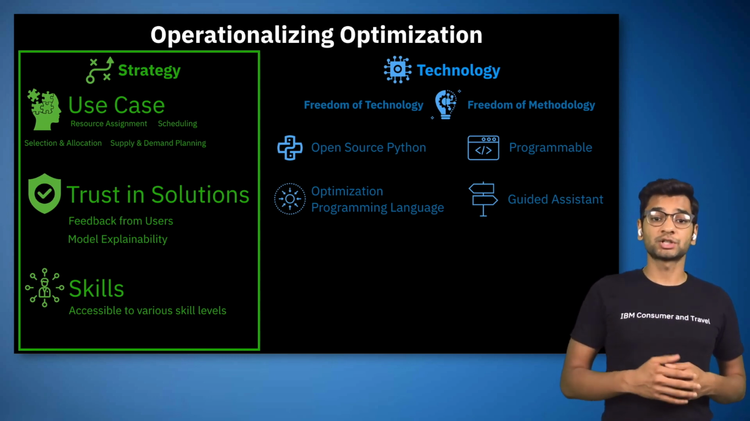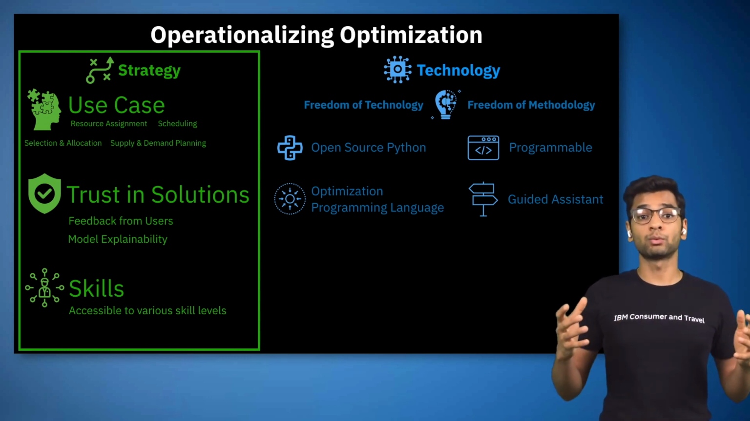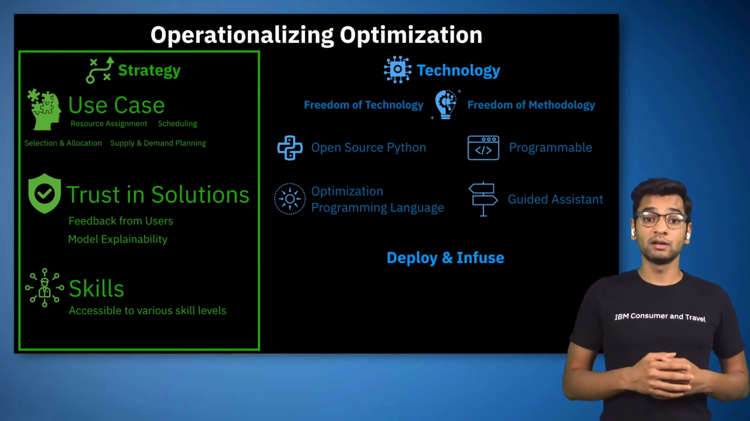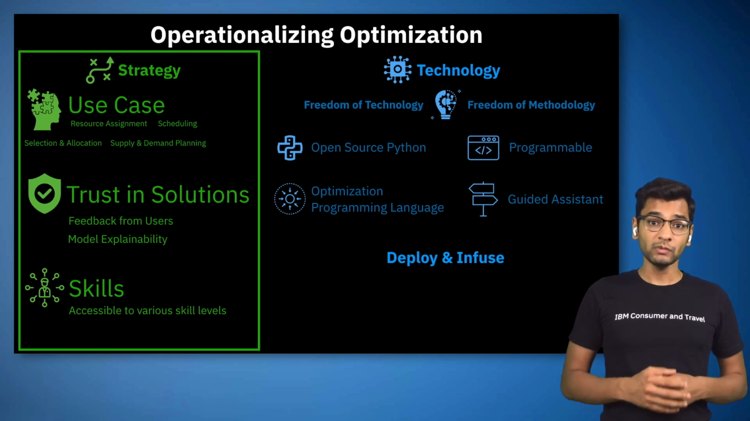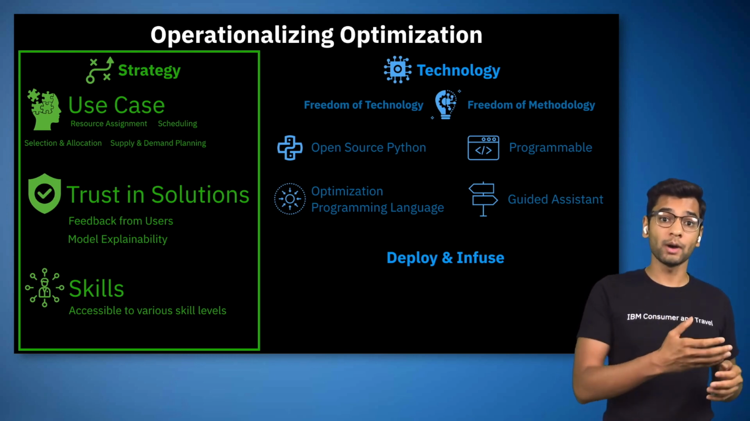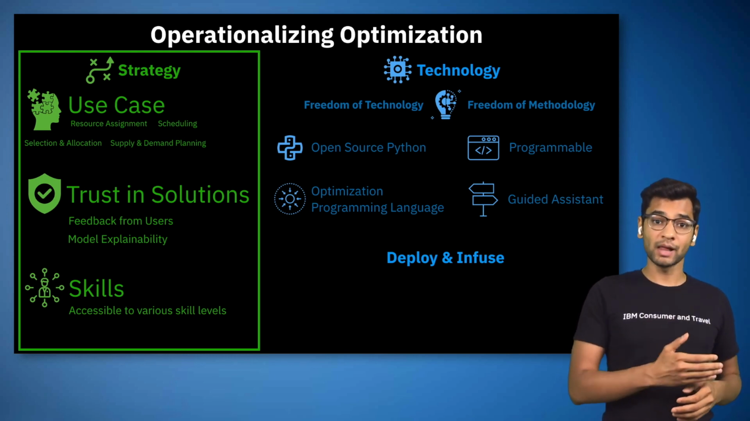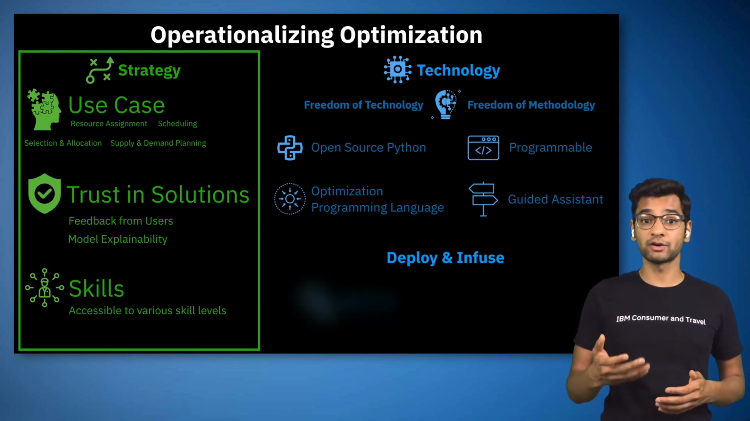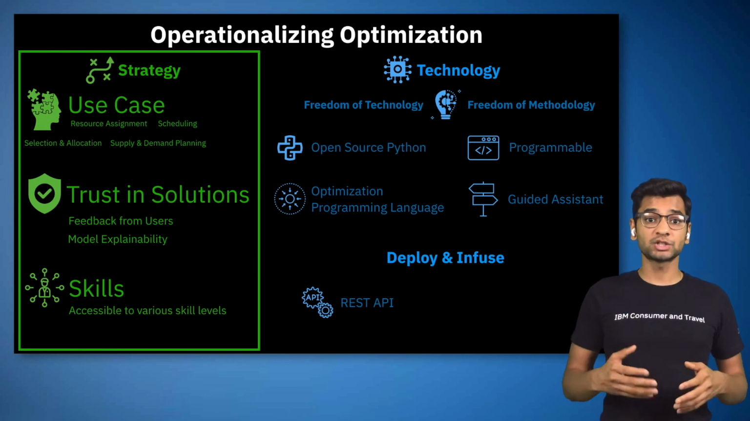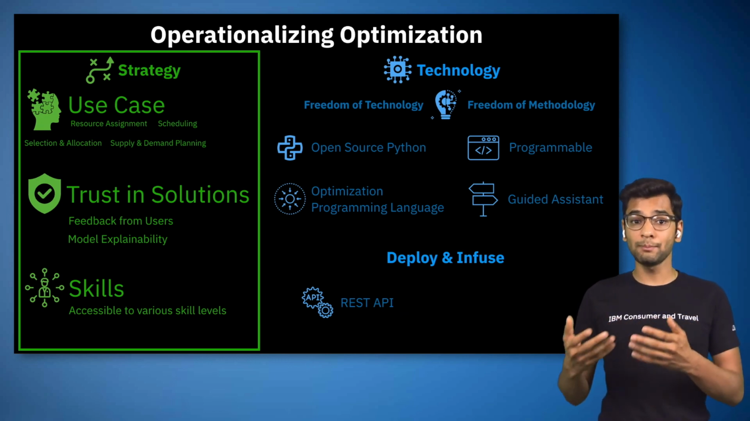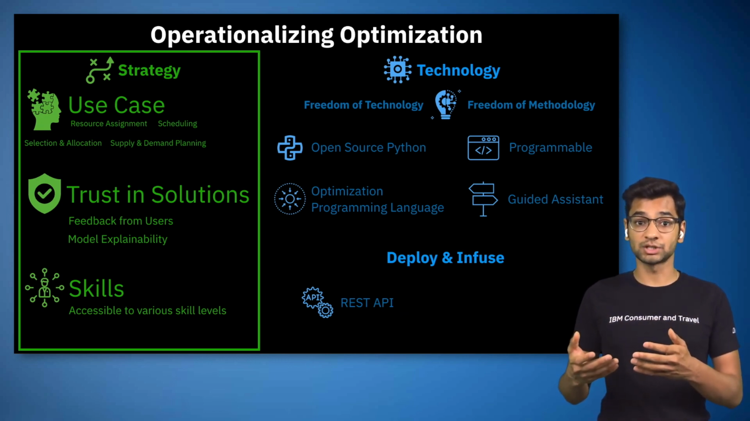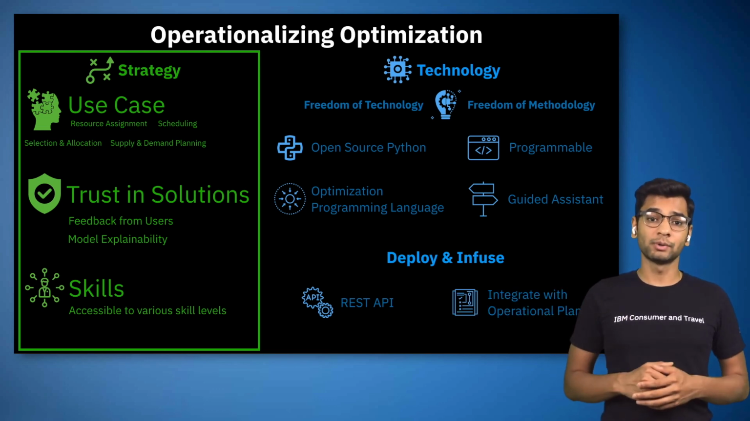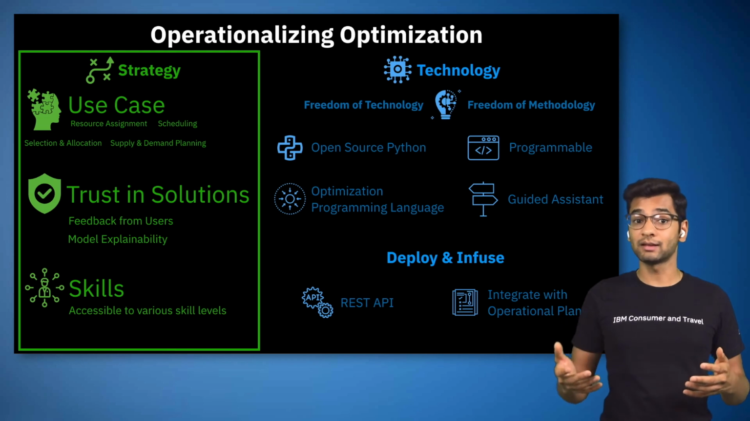Lastly, an optimization platform needs to also consider what we do after model development. How do we deploy and infuse these models? So we should have the ability to deploy models at scale in the same platform and make them available for consumption by business applications through standard REST APIs. In addition, we should also be able to directly see the impact of these optimizations on our operational and financial plans by integrating with financial planning tools like IBM Planning Analytics.